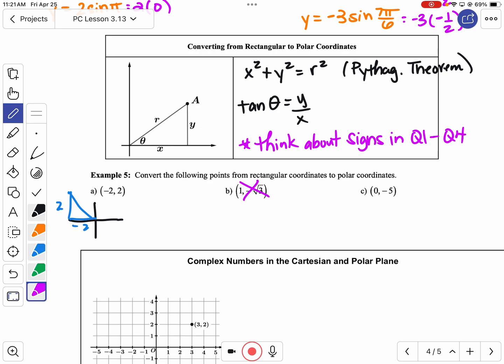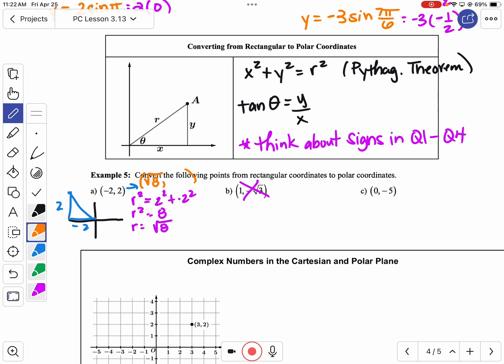All right, let's get r. We know that r squared is going to equal 2 squared plus negative 2 squared, or r squared equals 8. So what would r equal? Square root of 8, and we're going to leave it like that. So in my polar coordinate, my radius is going to be square root of 8. I'm glad we don't have to graph that one.